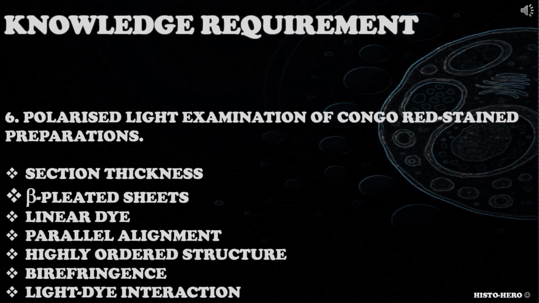When addressing this knowledge requirement, candidates should consider section thickness, beta-pleated sheets, linear structure of the dye, parallel alignment to the amyloid fibril, highly ordered structure that produces apple-green birefringence under polarized light, the way the polarized light interacts with Congo red dye.